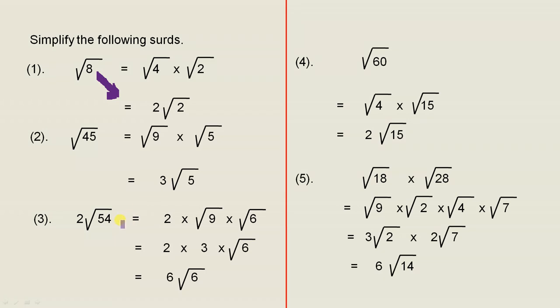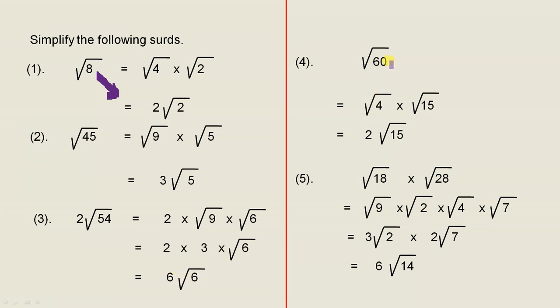For the next example, 2 times the square root of 54 will be 2 times the square root of 9 times the square root of 6, because 9 sixes are 54. And 9 is a perfect square. So there's the 2, the square root of 9 is 3, and there's the square root of 6. So 2 3s are 6, so that's 6, the square root of 6.